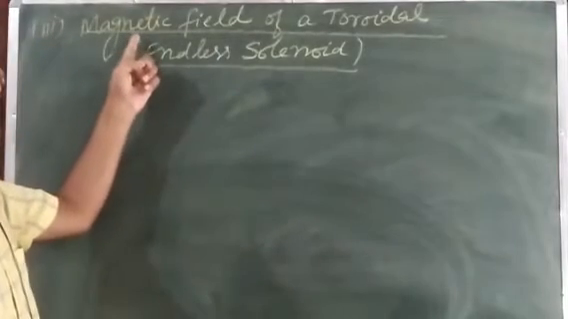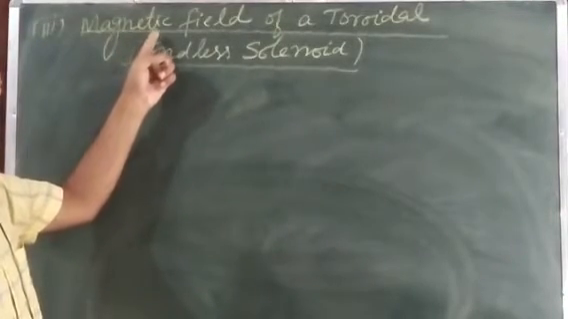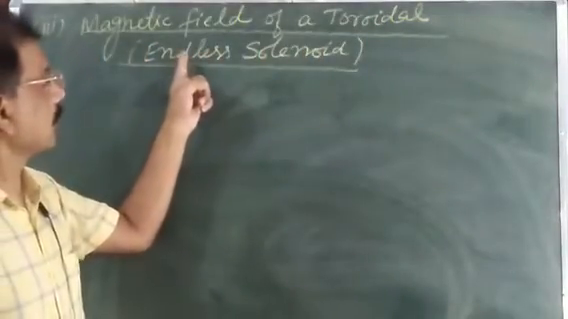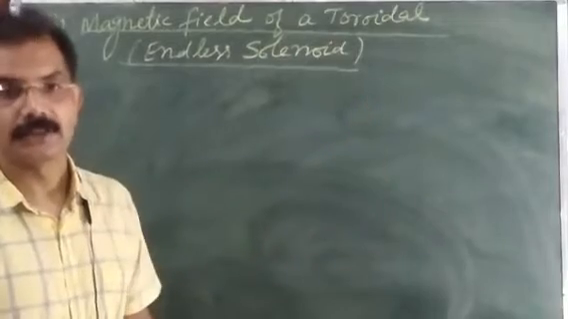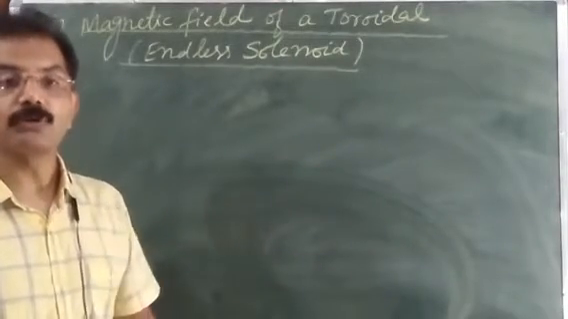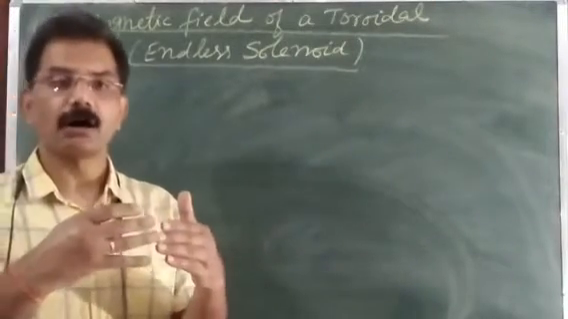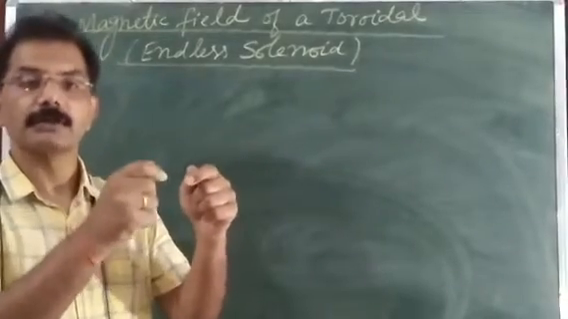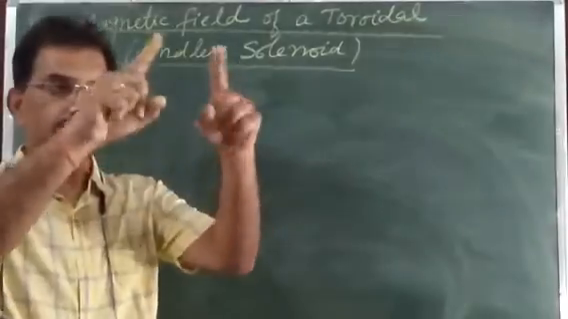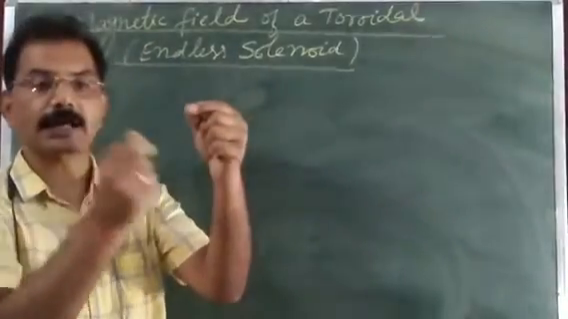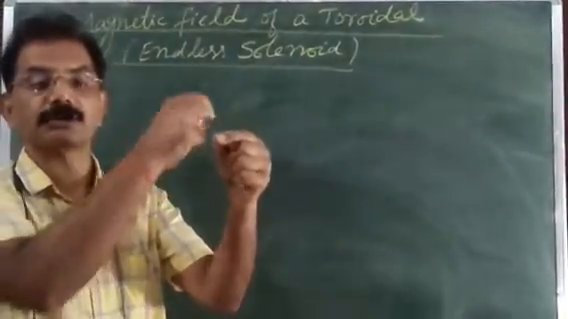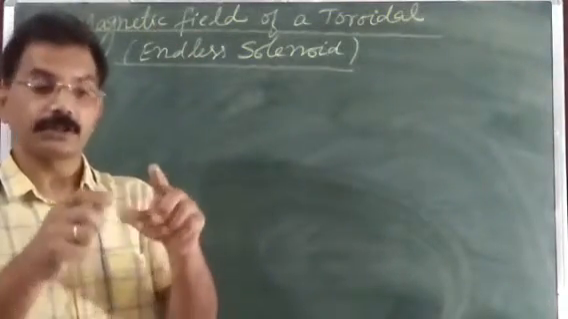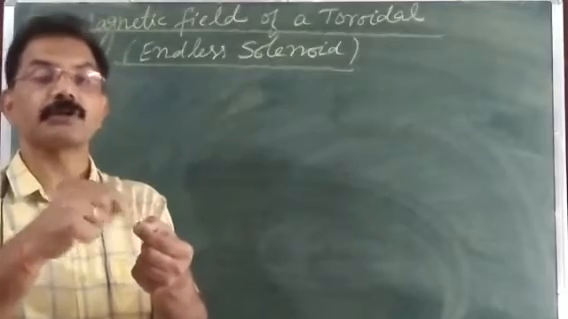Now, the next application of Ampere's circuital law is to find the magnetic field of a toroid. A toroid is also called an endless solenoid. A toroid is a hollow circular ring on which a large number of turns is wound. It is called an endless solenoid because we cannot tell where the end of this solenoid is.